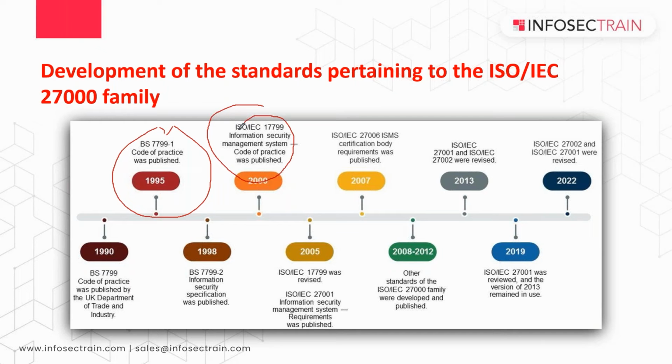Then between 2008 and 2012, multiple other standards were added to the information security family. In 2013, 27001 and 27002 were revised; both were revised together. Then in the year 2019, they reviewed the standard and kept it as it is. They said, we have reviewed the standard, let's continue with the same, no additional thing is required. So no update was given. They adopted the same standard and continued with it.